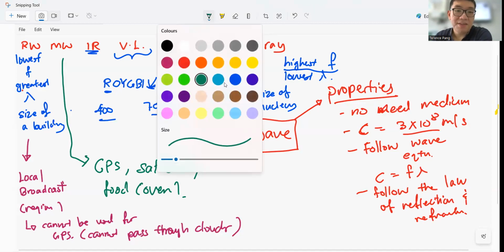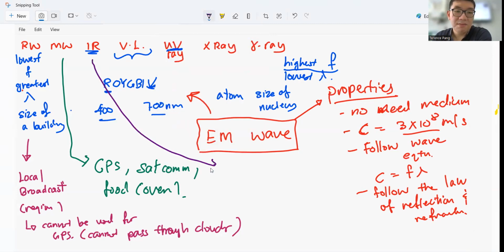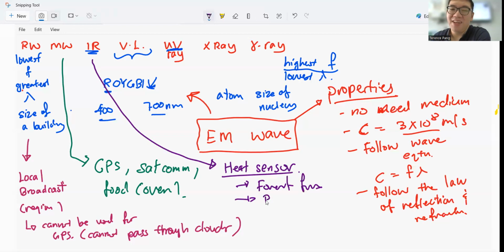Okay, infrared. What is it used for? Heat sensor. But what kind of applications do we need heat sensors for? At night, to find forest fires. Forest fires. What else? At night, burglar alarm. TV remote.